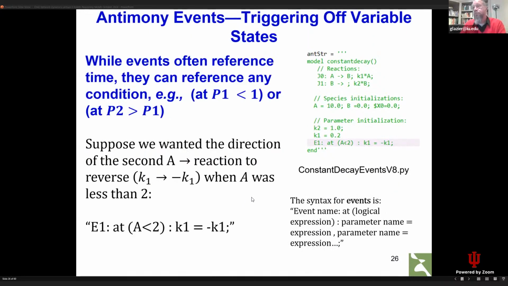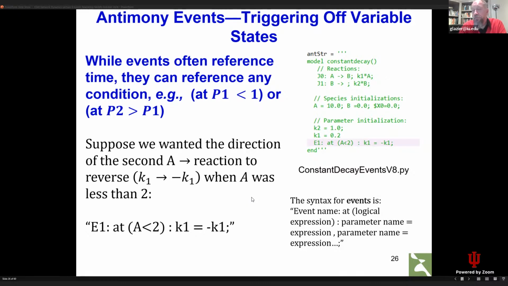All right. Now, in this case, we've been referencing time, but your condition could be based on anything in the system that's quantitative. So you could say when P1 is less than 1, do something. Or when P2 is bigger than P1, which is a little bit more interesting. A conditional on the relationship between variables may do something pretty complicated. And so let's do a simple example of that.